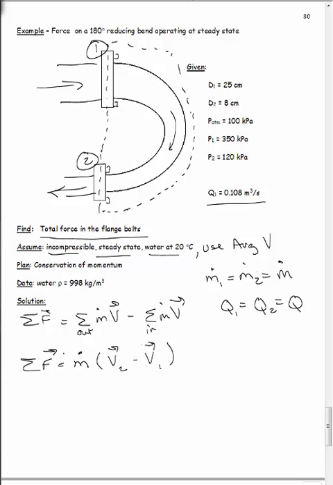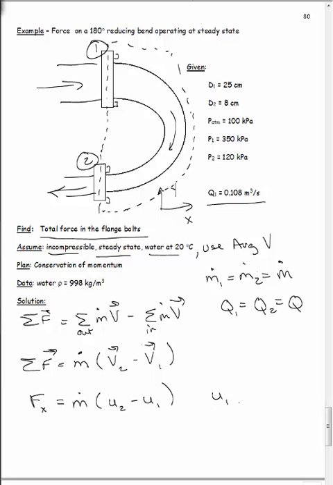Now what you want to do is break it down into the x direction. X direction is our main direction. Fx equals m dot, and if we're just using xy direction here, we can say, if these are our rectangular coordinates, our i direction, our x direction velocity is u, so u2 minus u1. All right, so let's figure out what these u's are.